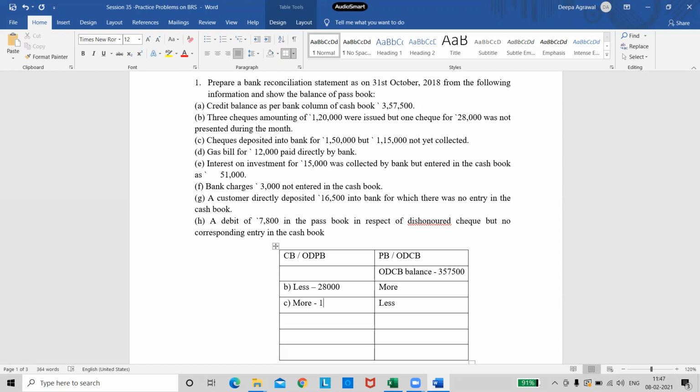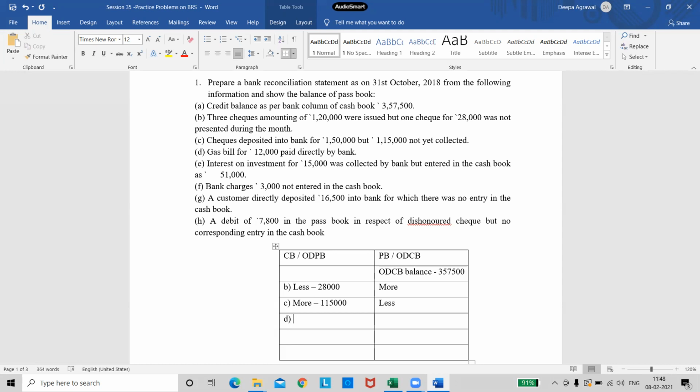1,50,000, I will take only 1,15,000 because see the sentence again, checks deposited were 1,50,000 but 1,15,000 were not collected. So it implies all the other checks were already collected. And if they were collected, even the passbook had recorded them. So we will take checks only worth 1,15,000. Right? See the next bit, D bit.